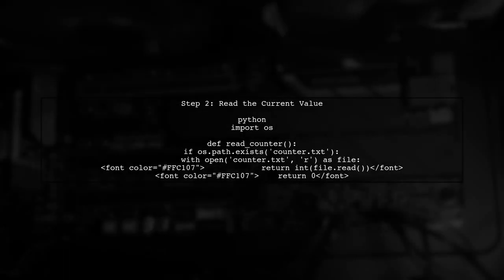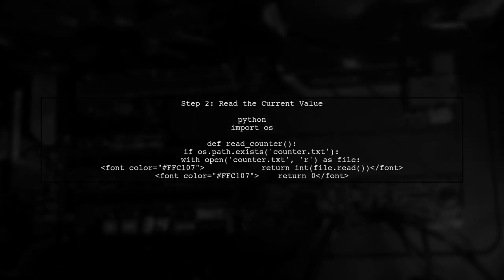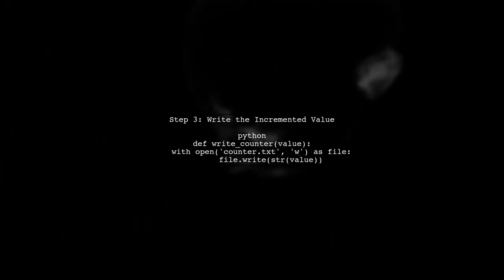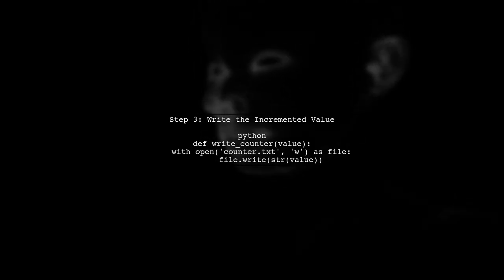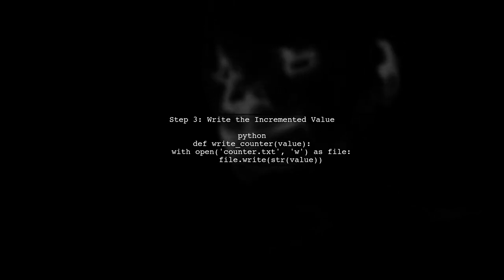First, let's create a function to read the current value from the file. If the file doesn't exist, we'll start with zero. Next, we will create a function to write the incremented value back to the file. This will ensure that the new value is saved for the next run.